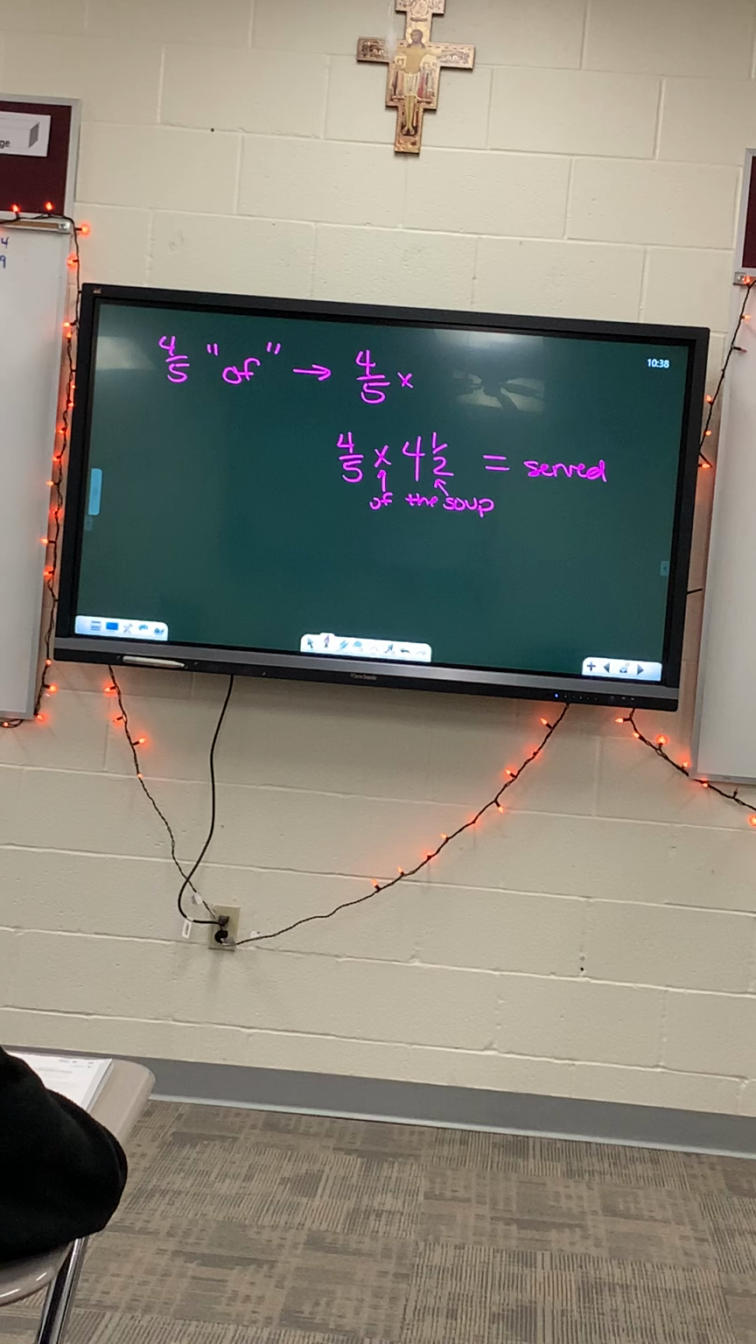Before you even dive into that, what if we made it easier? If I said half of the soup was served and there was 4 quarts, how much did we serve? If we made it easier and said there's 4 quarts of soup and we served half of the soup, how much did we serve? 2 quarts. 1/2 times 4 is 2. So we're going to multiply those because we know of means times.